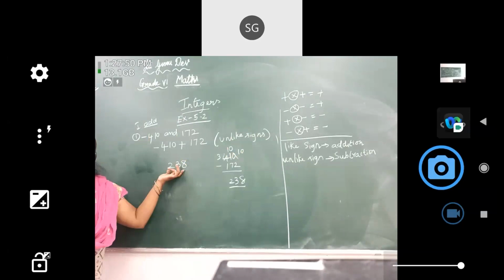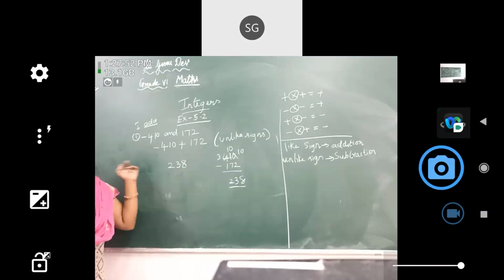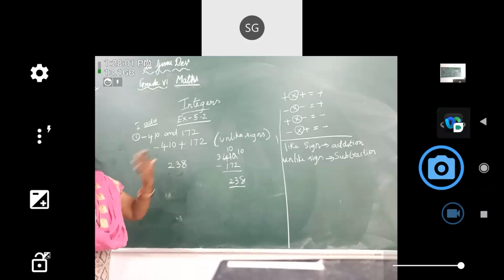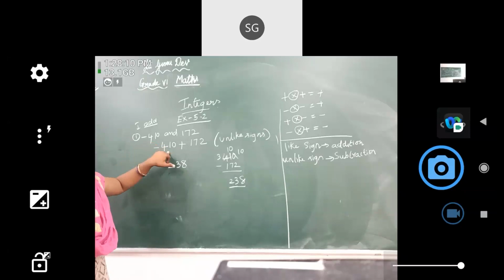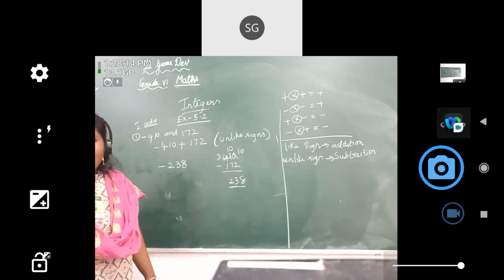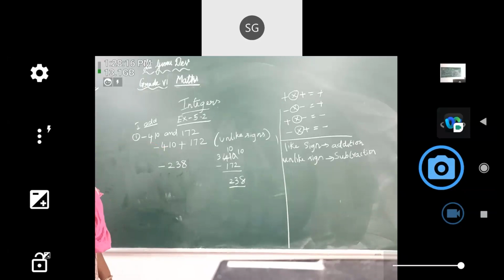Now I have to decide upon the sign. So we should check which one is bigger. I was having a negative and a positive, and the negative 410 is bigger. I added 172 positive, but still, am I positive or negative? Negative, ma'am, because the negative is more. Because the bigger number is 410. So always I will put the negative sign in our answer.